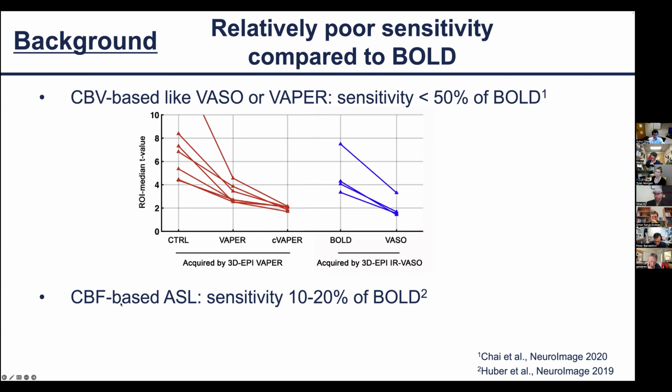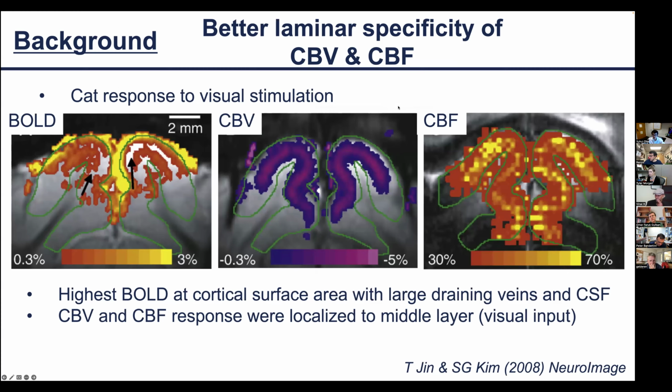And for CBF based fMRI like ASL, the sensitivity is even lower, around 10 to 20% of BOLD. So in this talk, I'm going to show you if we can improve the sensitivity of CBV based fMRI for layer-fMRI. Oh, sorry.